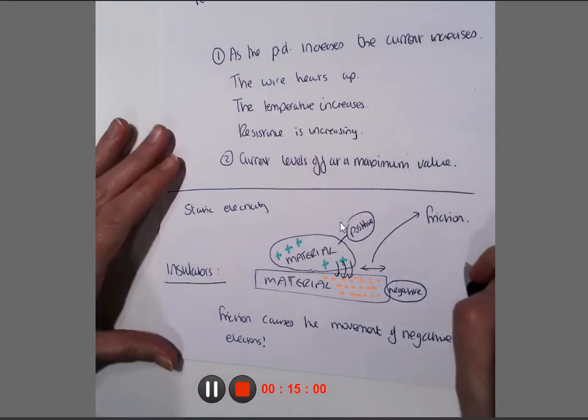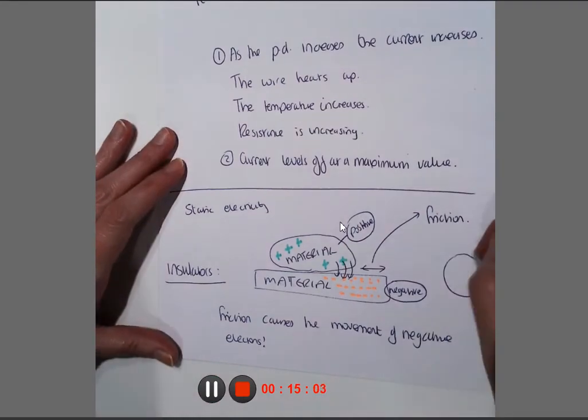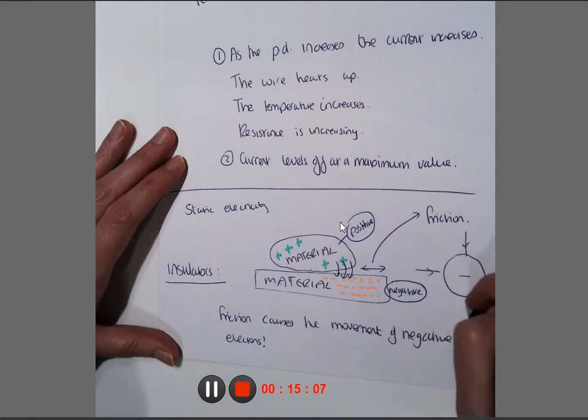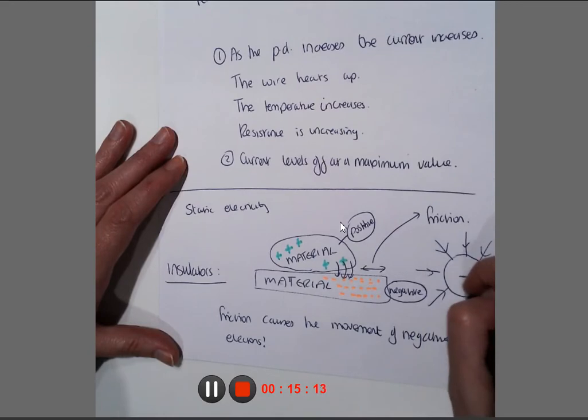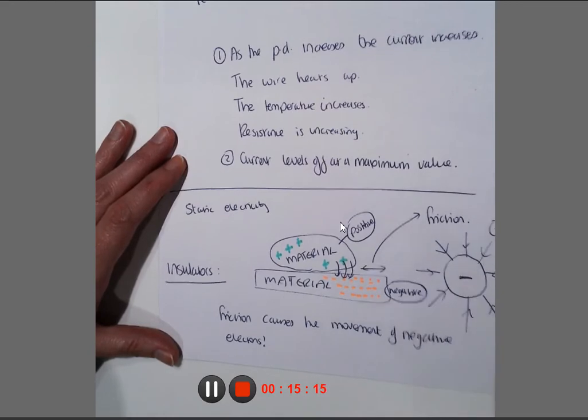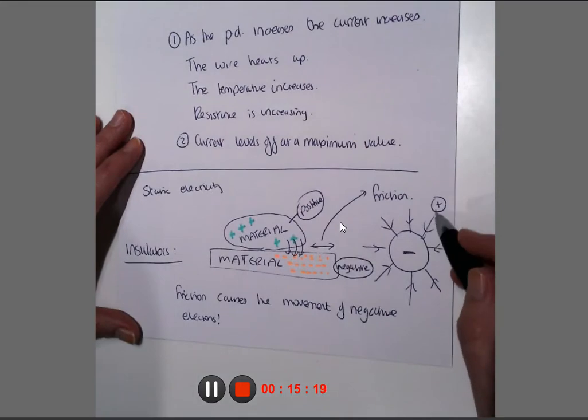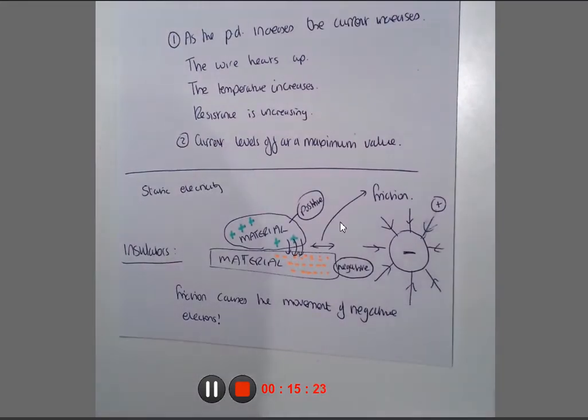And you also need to just remember that the electric field of a negative electron looks like the spokes of a bicycle. So if you put a positive charge here, the arrows go in because it would be attracted towards the negative electron.